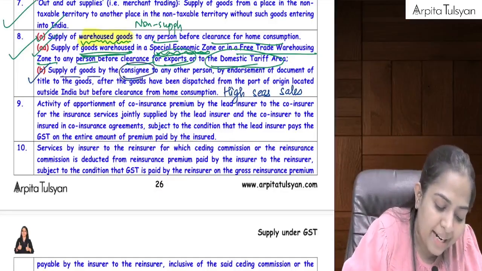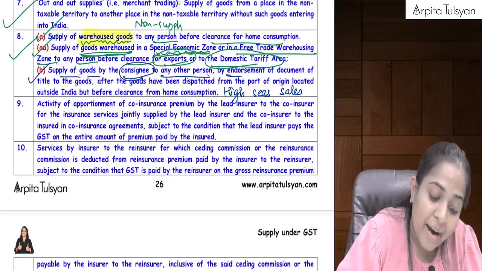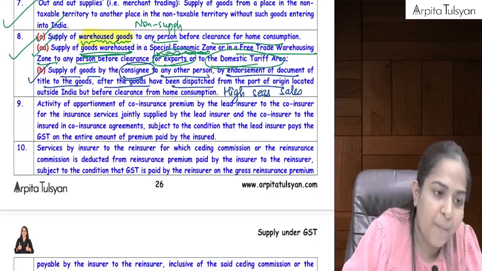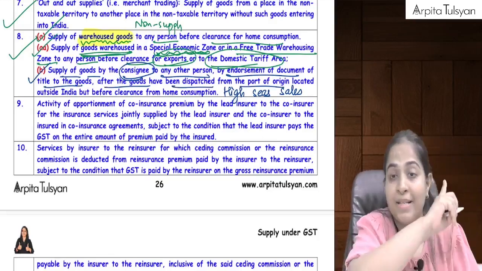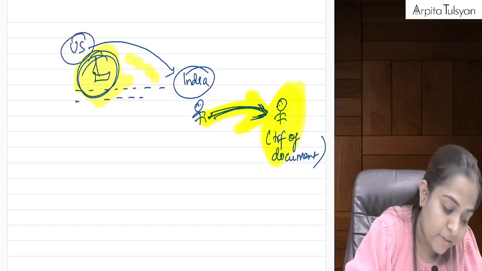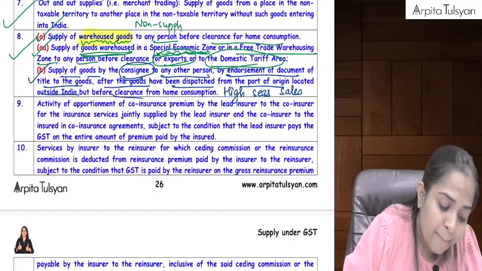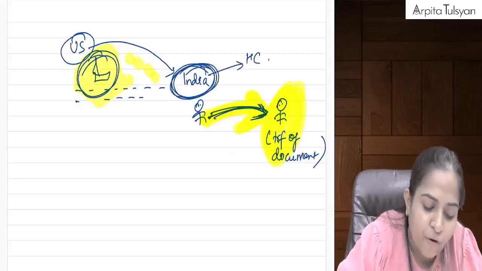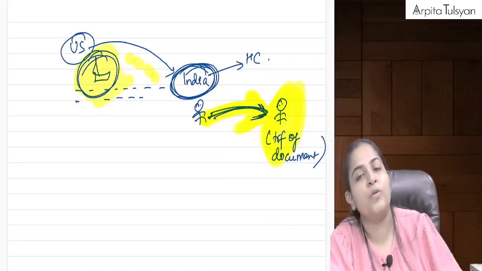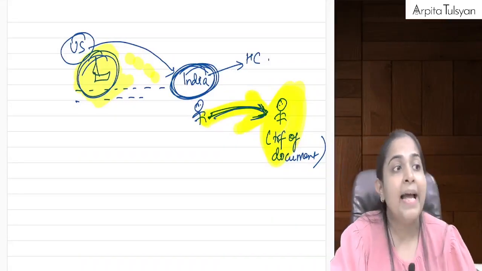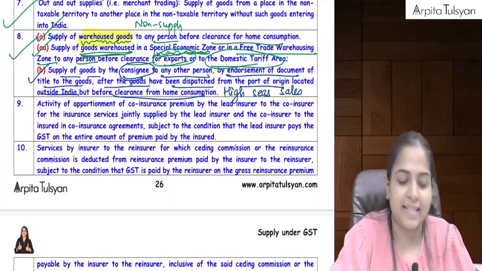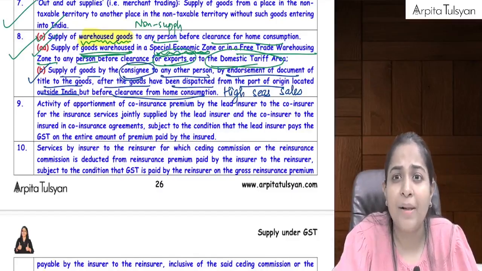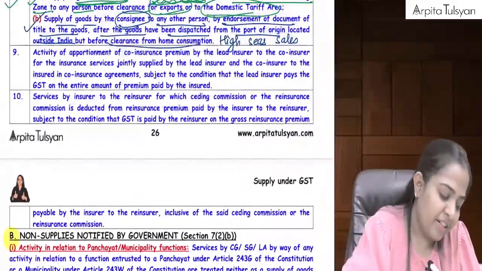Supply of goods by consignee to any other person by endorsement of documents of title to the goods after the goods have been dispatched from the port of origin. This means the goods have already been dispatched from the US, from the port of origin located outside India, but before clearance for home consumption, before it has reached India, if I have sold it to someone else just by endorsement of documents, just by transfer of documents, that will not be considered a supply. Simple till here, manageable, doable. Yes.